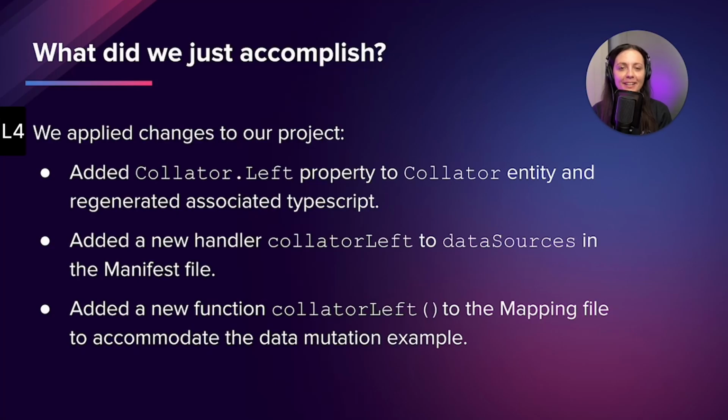So what have we accomplished in this lesson? A lot of changes in our project. We added the Collator.Left property to the Collator entity, as planned, and we regenerated the associated TypeScript. We added a new handler, Collator.Left, to the manifest file, and we also updated the mapping file accordingly to accommodate this data mutation example. And then of course we deployed everything with Docker and saw indexed data in our playground.